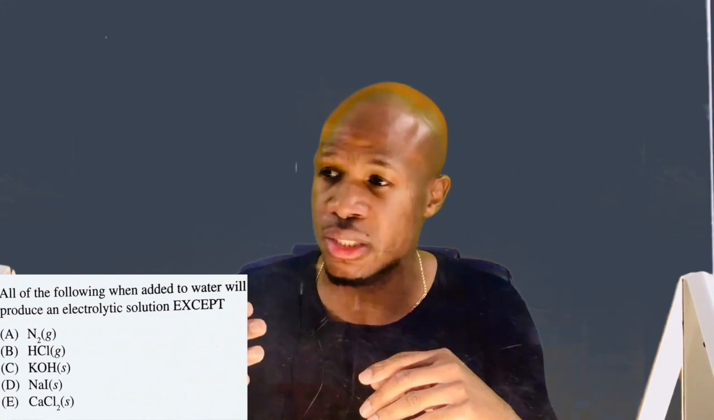Looking at choice B, HCl. What is HCl? That's hydrochloric acid. In this case, it's a gas, but when it dissolves in solution, it will give you hydrochloric acid. Choice C is potassium hydroxide. That's a strong base, a hydroxide linked to a metal. When that dissolves in solution, the potassium will give you a positive charge and the hydroxide will give you a negative charge. That will definitely give you an electrolytic solution, and that is not the answer.